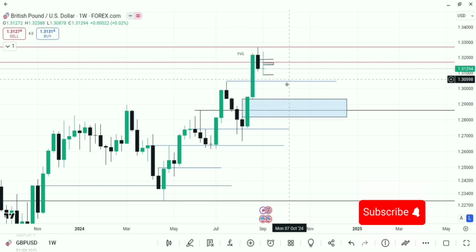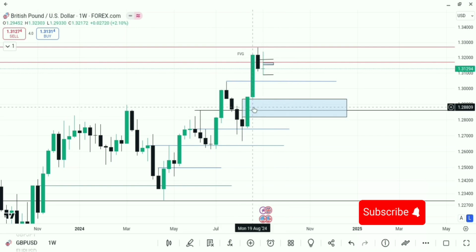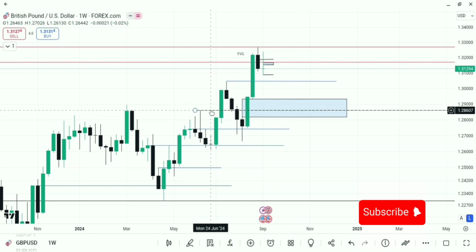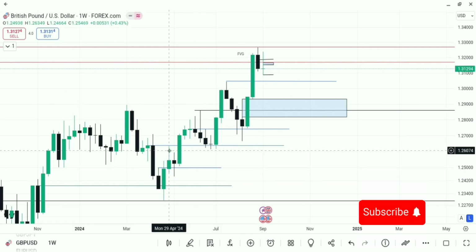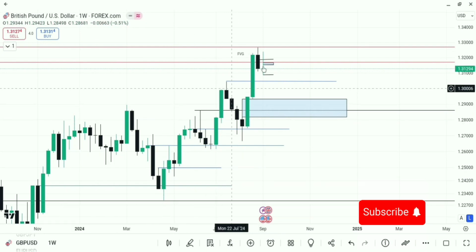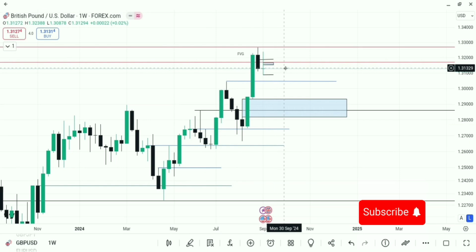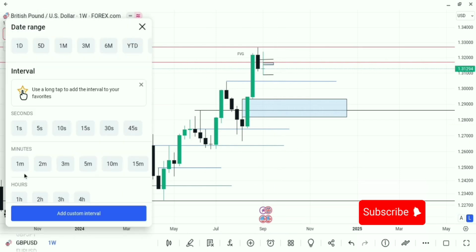But I'm expecting it here because there is a lot of price action around this zone, the monthly order block and the fair value gap here. So it's confirmed that the current price action is bearish. So let's go to the daily time frame.